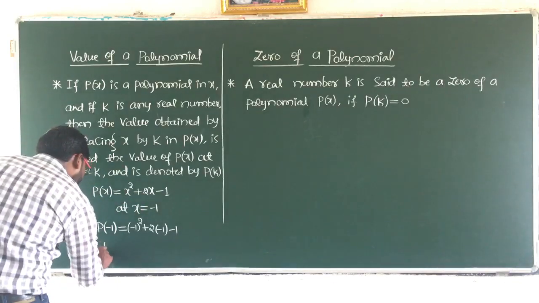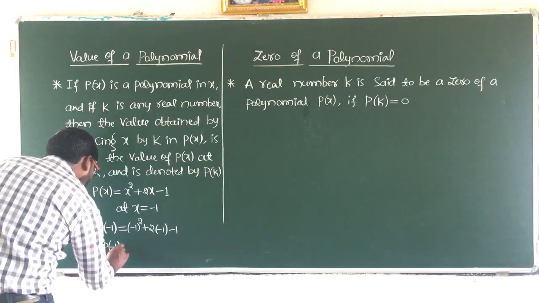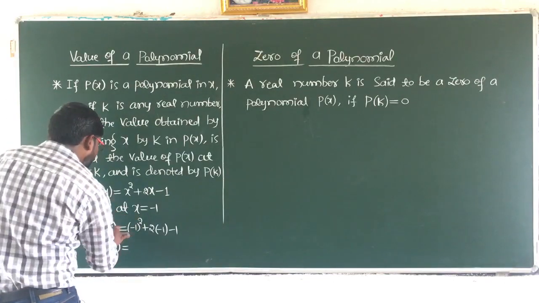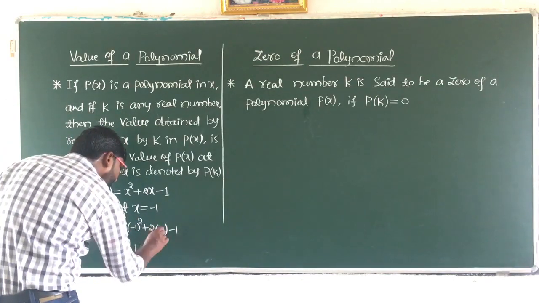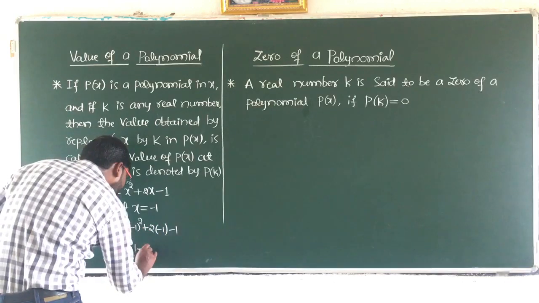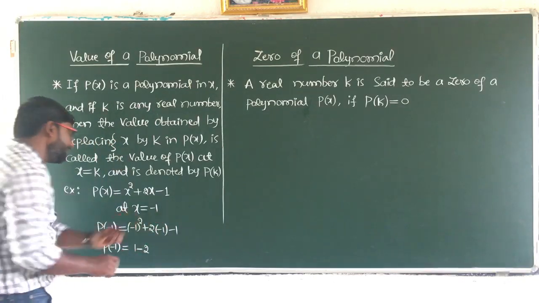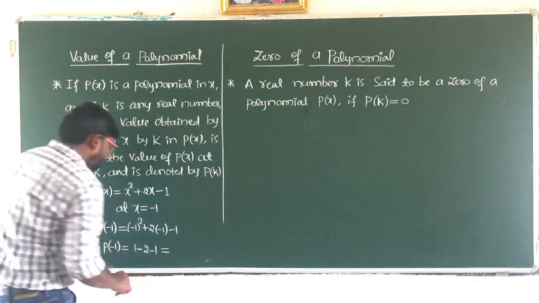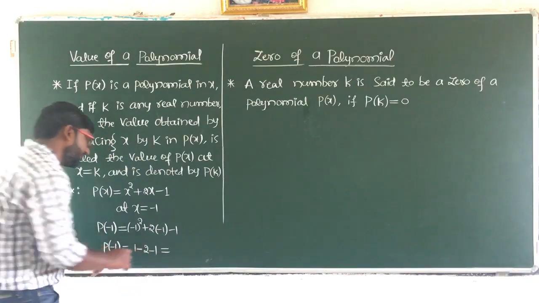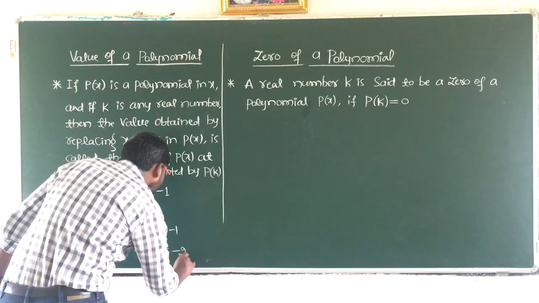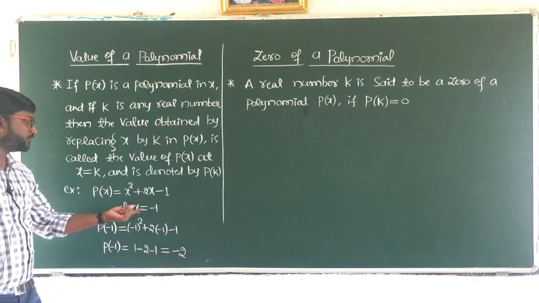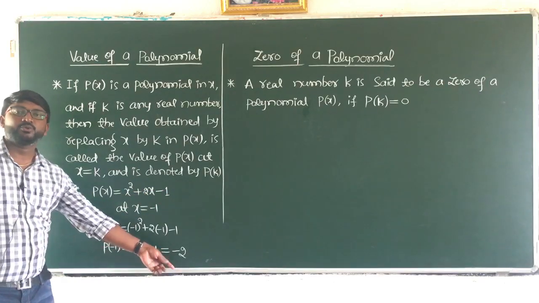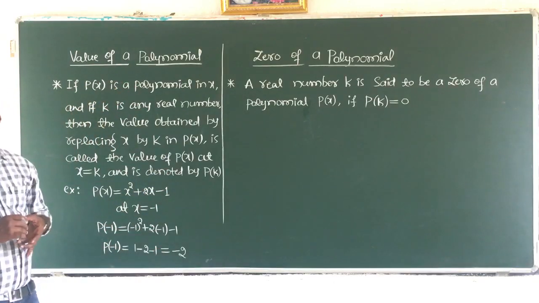So now p of minus 1 equals minus 1 the whole square, which is plus 1. Then plus into minus is minus, we get minus 2. Then minus 1 at the end as it is. So here plus 1 minus 1 cancels. The value is going to be minus 2. So at x equal to minus 1, the value of this polynomial is minus 2. So this is all about the value of a polynomial.